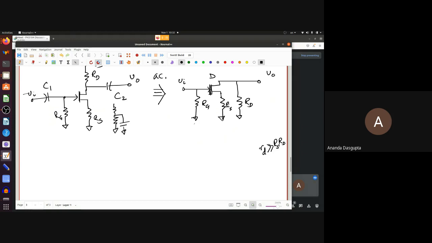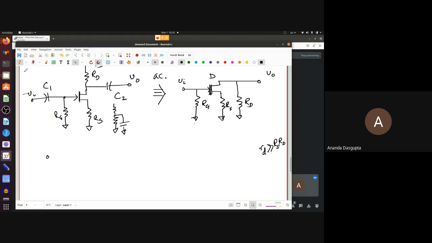So I'm going to ignore small rd for the time being. Small rd, remember, is in parallel with GMVGS. If small rd is huge, then just drop the parallel path. That makes the analysis a lot simpler. Of course, for a more accurate analysis, you have to include small rd in the circuit. That takes some more algebra, but the basic idea is still the same.